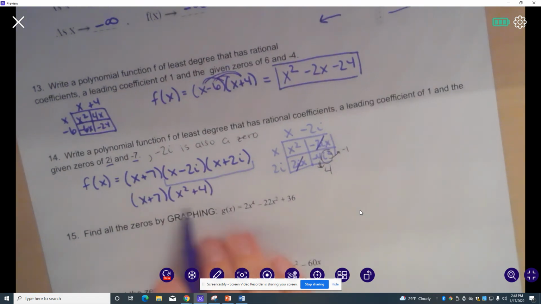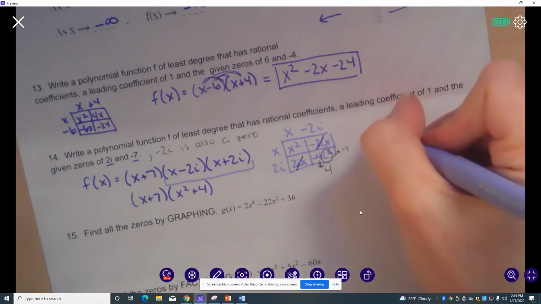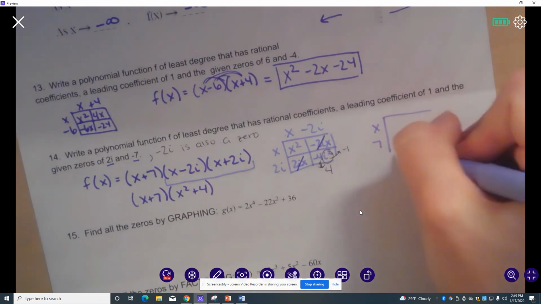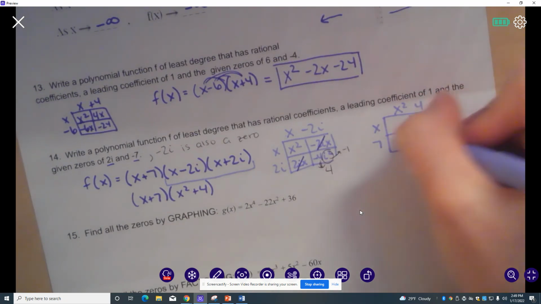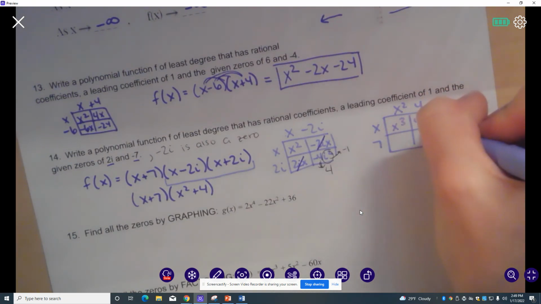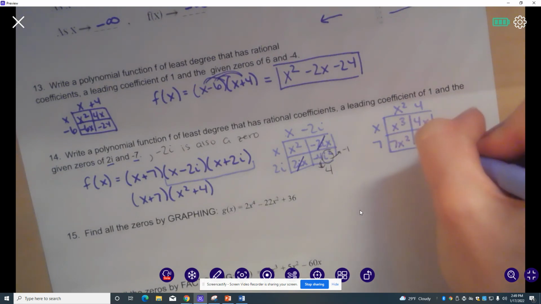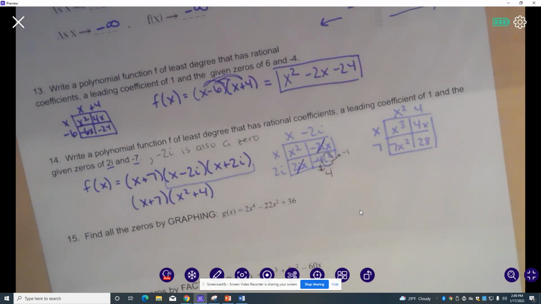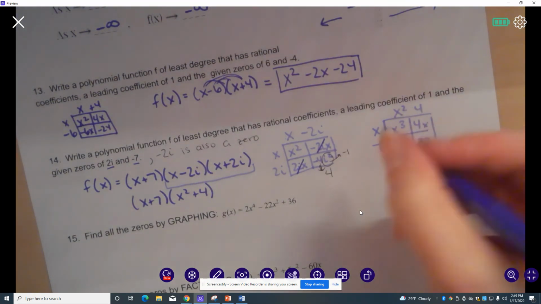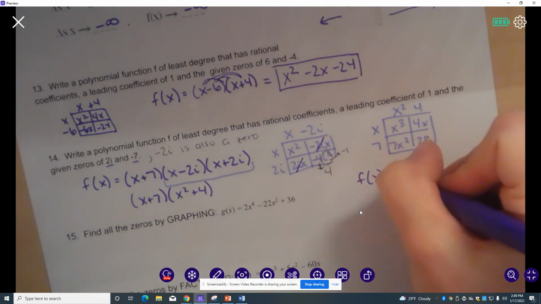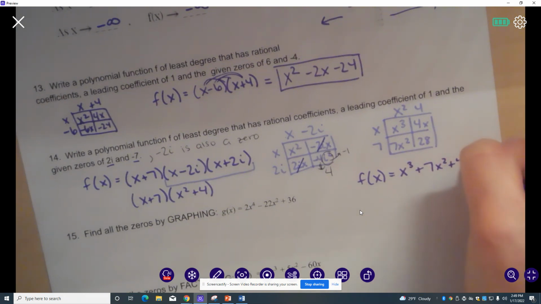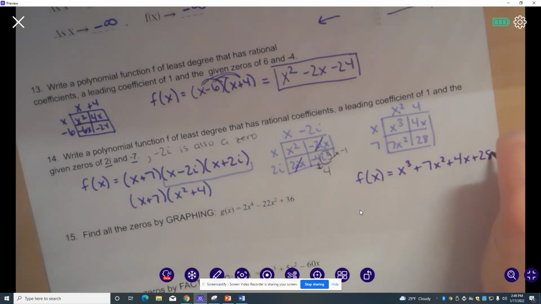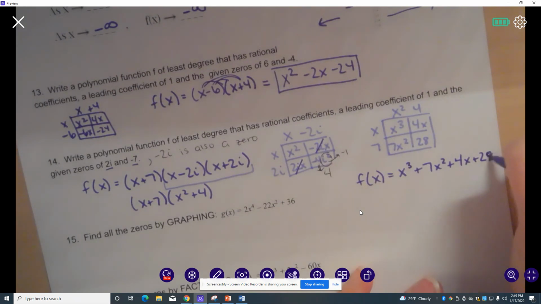And so one more time I have to use the box to get this in standard form. So I'm going to do x plus 7 times x squared plus 4. And so my final answer, f of x, can be written as x cubed plus 7x squared plus 4x plus 28.